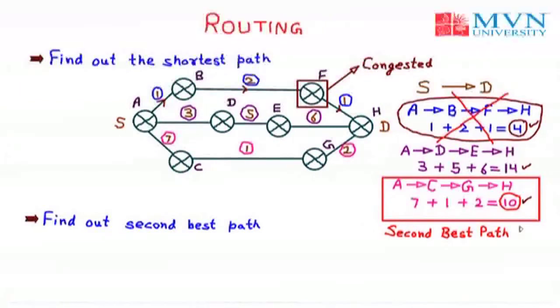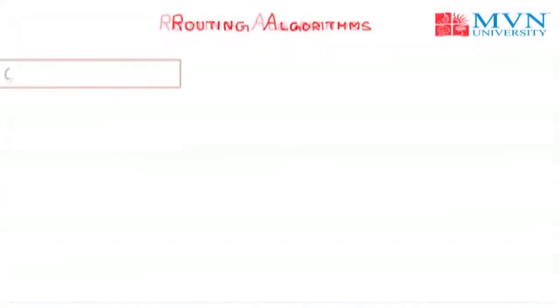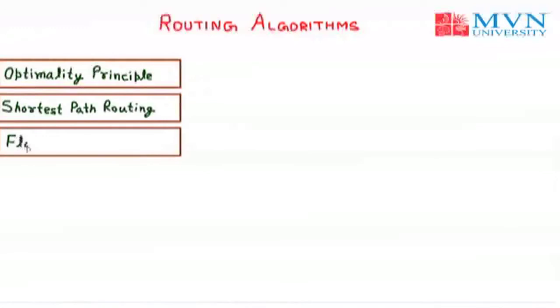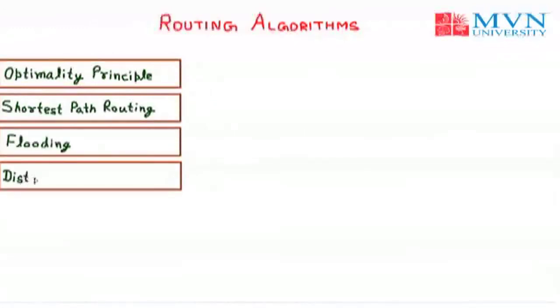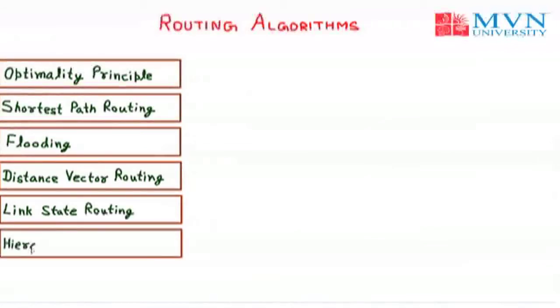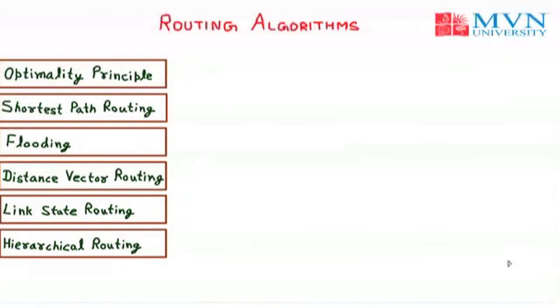Now we will discuss the routing algorithms, and there are various types of algorithms we will discuss. The first one is the optimality principle. Second one is shortest path routing. Third one is flooding. Fourth is distance vector routing. Fifth is link state routing. And the last is hierarchical routing. So firstly we will discuss the optimality principle under routing algorithms.